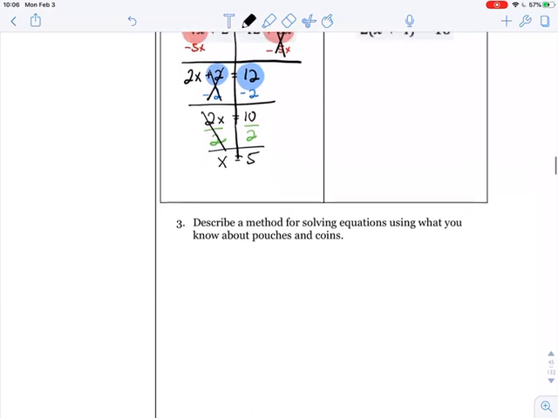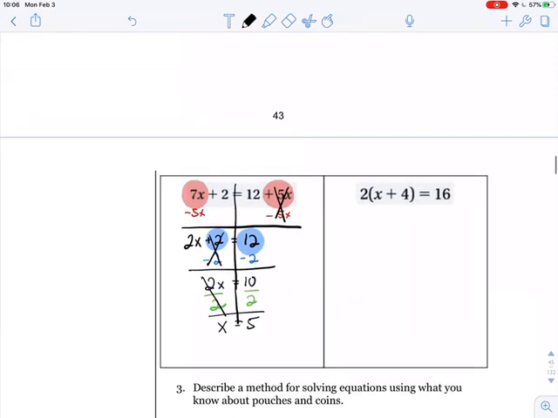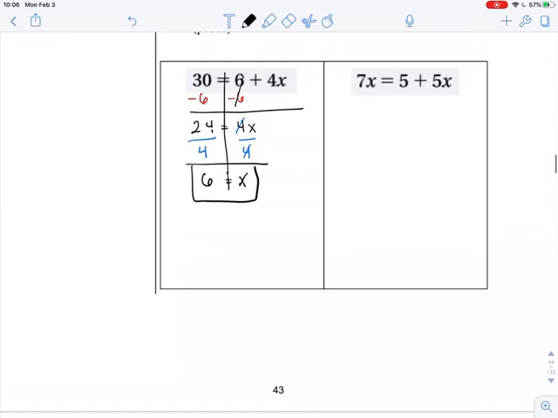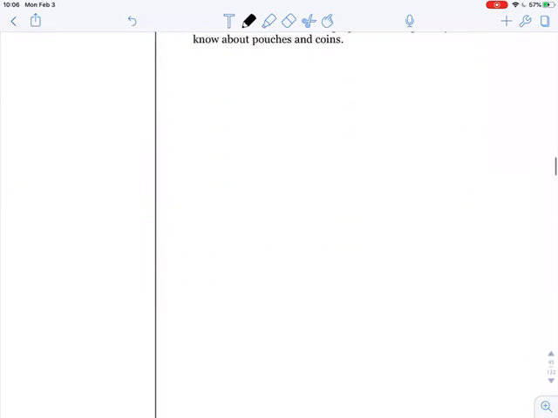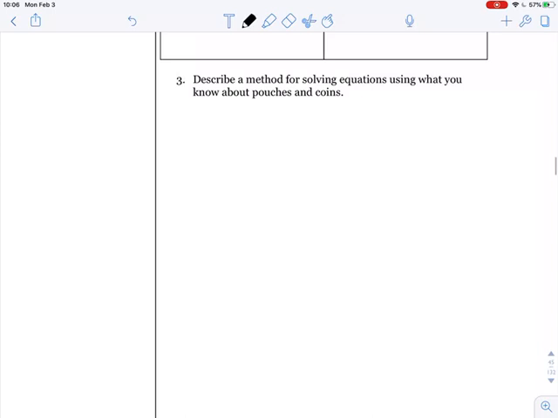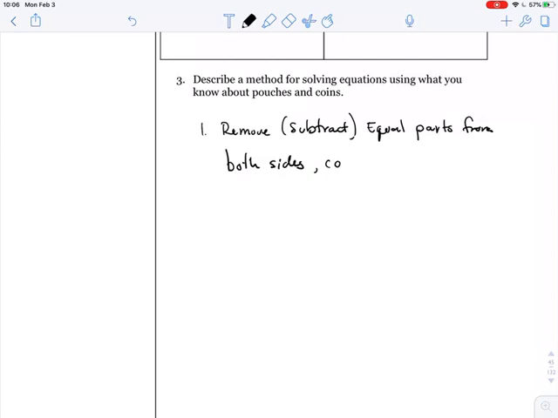Okay, so describe a method for solving this. Again, you're going to be solving this one on your own, and you're going to be solving this one on your own. Okay, the method of which we're solving these is, first thing you need to do is always remove, which is subtract, equal parts from both sides. Subtract equal parts from both sides.